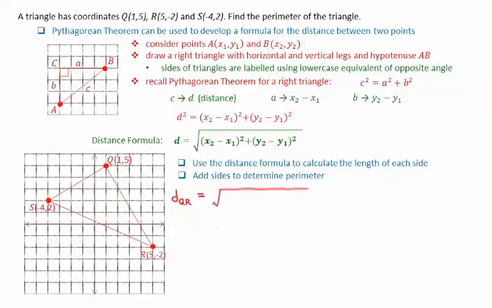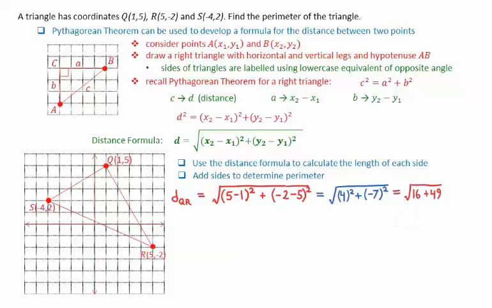dQR will be equal to the square root of the change first in the x coordinates, 5 minus 1 all squared, plus the change in the y coordinates, -2 minus 5 all squared. This gives us the square root of 4 squared plus -7 squared, or the square root of 16 plus 49, which equals the square root of 65.